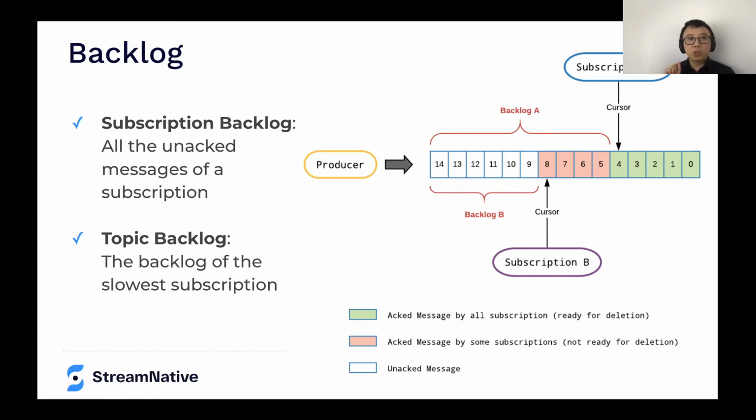To emphasize here, the backlog is a logical concept to identify the set of messages that are not acknowledged. The backlog itself doesn't have any real storage. It doesn't mean subscription A has a backlog that stores all the messages in a separate location. Once again, the messages are only stored in the topic, and the backlog is a logical concept to define all the unacked messages for a given subscription.